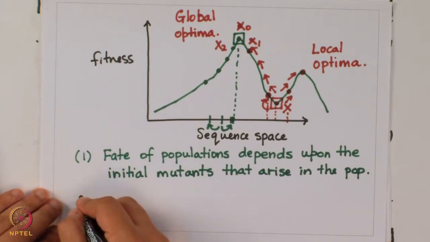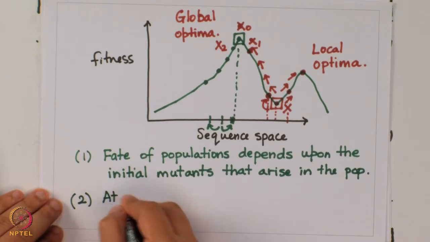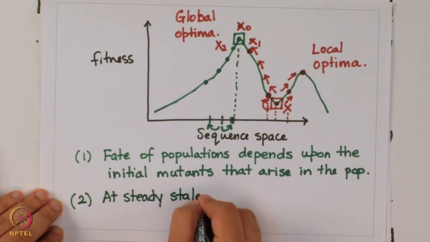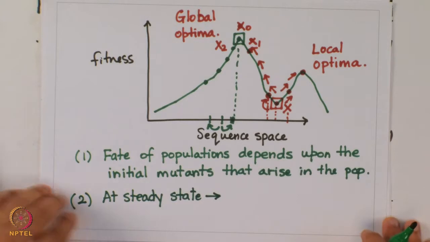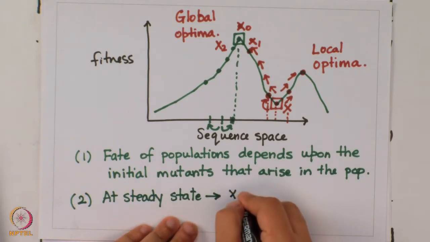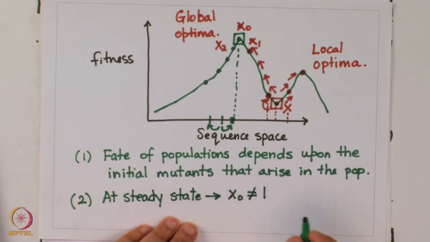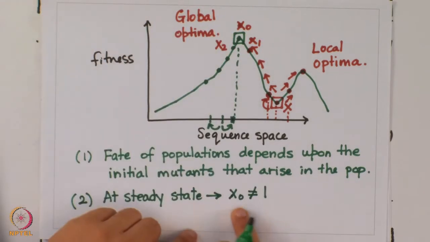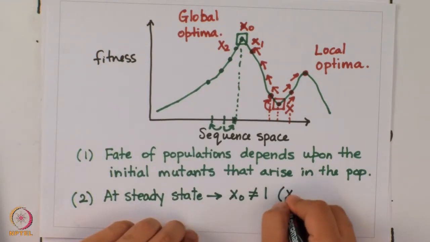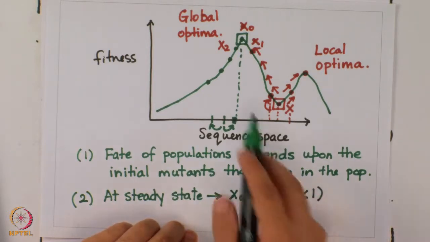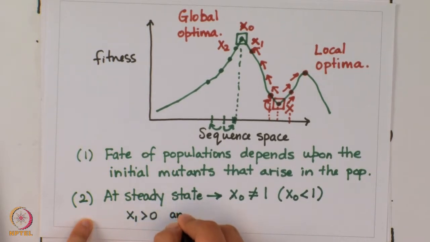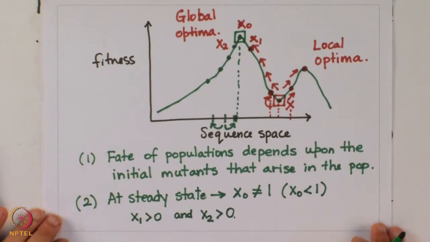And the second consequence of this is that at steady state, and this we are talking about the case when mutations are allowed, x naught, which is the fraction of individuals which belong to the genotype corresponding to the highest fitness, is not equal to 1. x naught is going to be a number which is less than 1, which means that x1 and x2 are greater than 0. This has an interesting consequence.